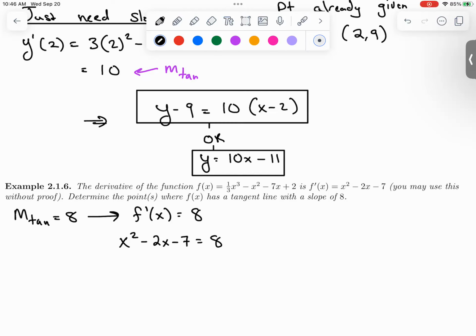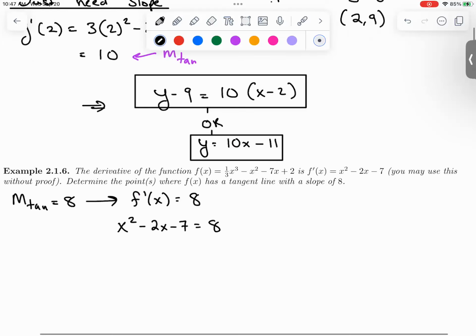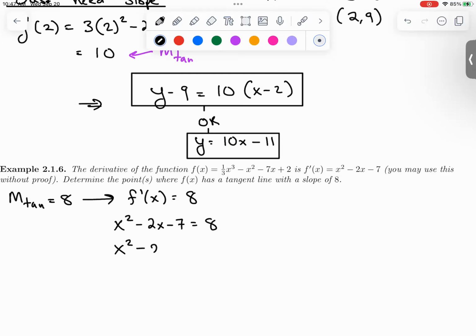Just to reiterate while people are writing this down, the biggest crux of this situation is that we want the tangent lines to have a slope of 8. The derivative gives you the slope of the tangent line at any given x value. So if we want the slope to be equal to 8, we will set the derivative equal to 8, and then we solve that equation. I'll subtract 8 from both sides, get x squared minus 2x minus 15 is equal to 0.